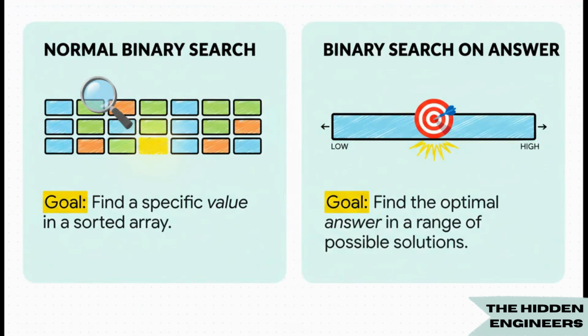This slide really nails the difference. On the left, you've got the classic binary search we all learned. Its job is to find a specific value inside a sorted array. Simple enough. But on the right, binary search on the answer has a totally different goal. We're trying to find the optimal answer itself, somewhere in a range of all possible answers. We're not searching in an array anymore. We're searching in the whole solution space.